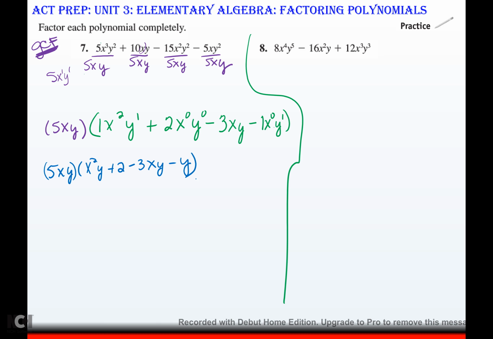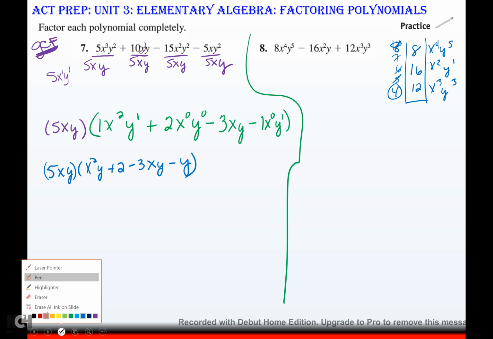Okay, number 8, I'm going to look for a GCF. 8, 16, and 12. I'm going to start with 12. 8 is the smallest, does not go into all of them. 7, no. 6, no. 5, no. 4, yes. Okay, then I have x to the 4th, y to the 5th, x squared, y to the 1st, x cubed, y cubed. And I look for my smallest degrees. Smallest on x is a square, smallest on y is a first, so my GCF is 4x squared y.